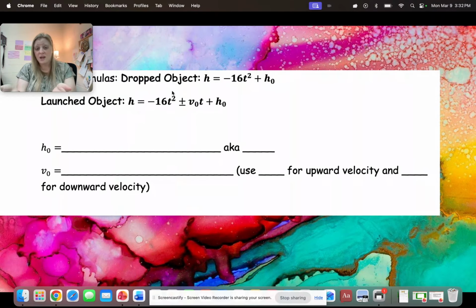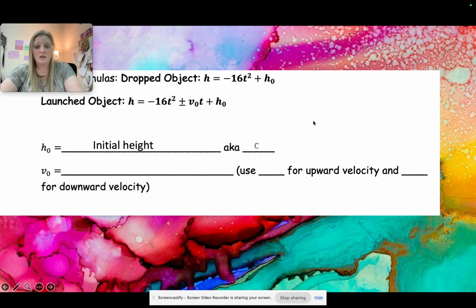All right, it's going to fall down because gravity is pulling it towards the earth, right? Launched object is if I take something and I throw it. I can either throw it downwards at the ground or I can throw it upwards in the air, okay? So that's why, like for this, we have a plus or a minus symbol. It depends. Do you throw it down or are you throwing it up? So that's the difference between the formulas, all right?